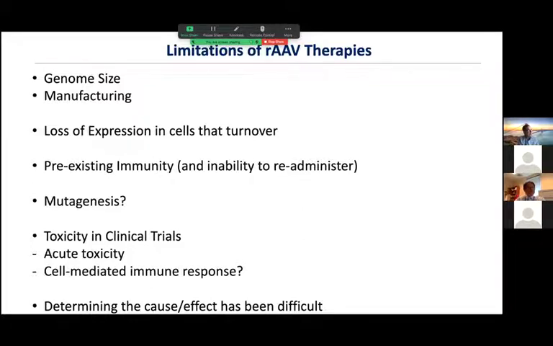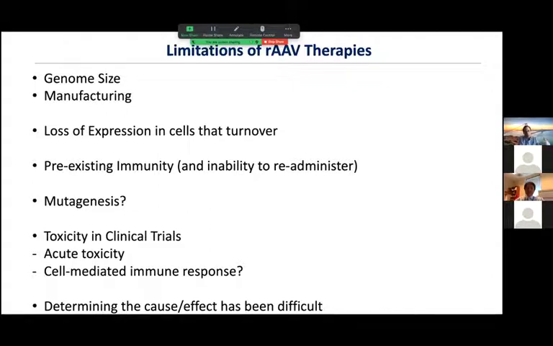There are issues of pre-existing immunity. Many people have been exposed to AAV, and a certain percentage of the population won't be amenable to systemic delivery because transduction will be blocked, and the relative abundance of neutralizing antibodies can vary from capsid to capsid. And even if you are able to be transduced, there's really inability to re-administer after systemic administration.